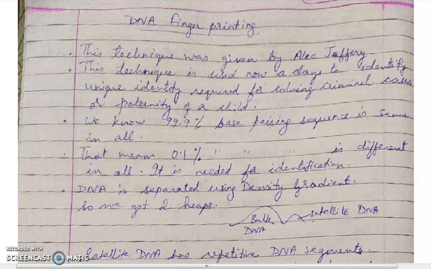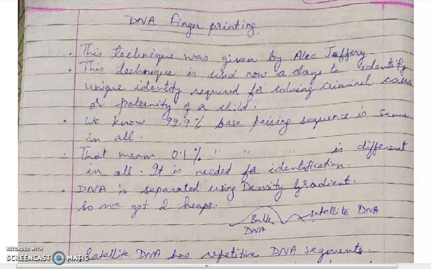We know that 99.9% of the base pairing sequence is the same in all. So I must tell you that only 0.1% of the total genome, of the 3 into 10 to the power 9 nucleotides which we have, is different in organisms. In a human being, 99.9% of the base pairing sequence is the same in all. So this 0.1% is very important. It is needed for identification of the person. This 0.1% helps in identifying a person.